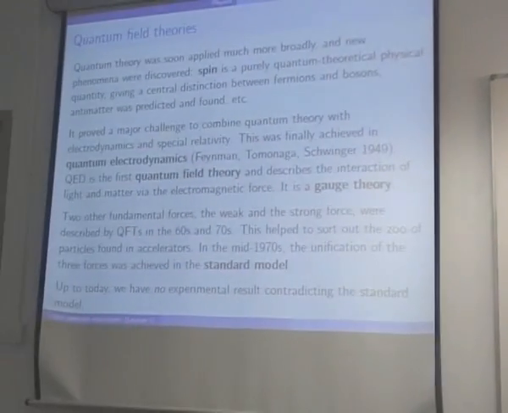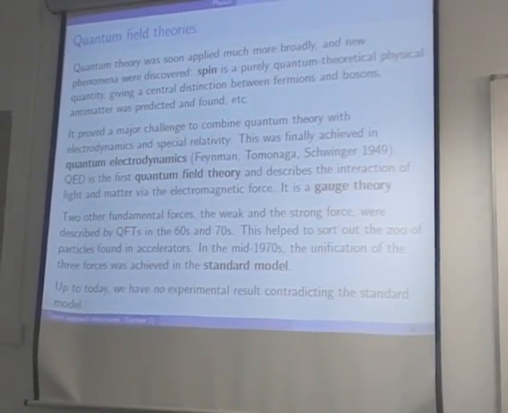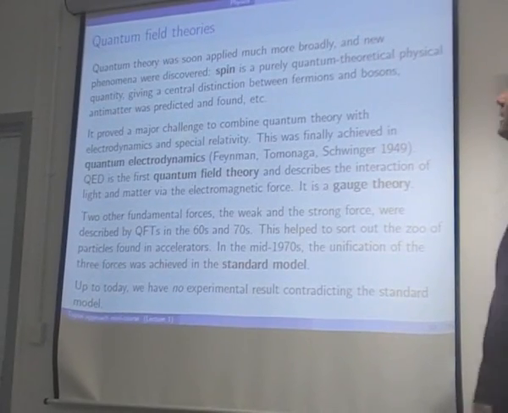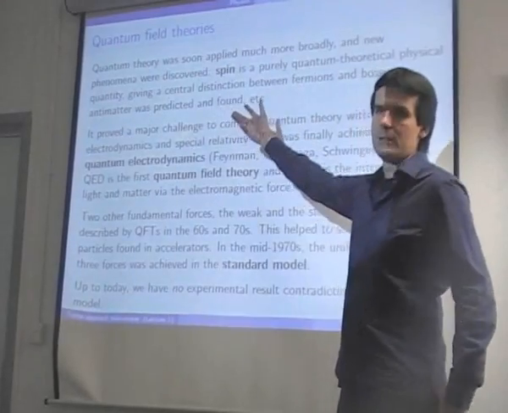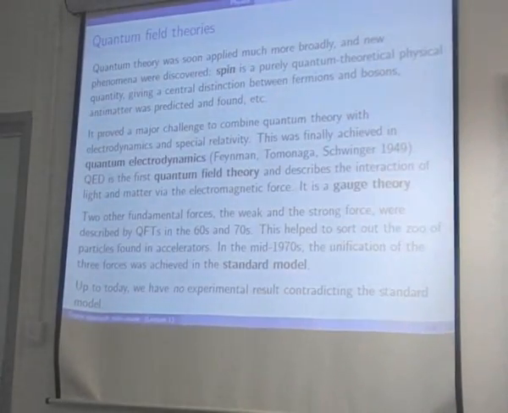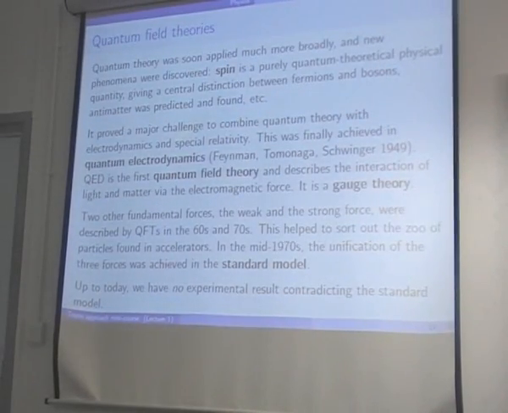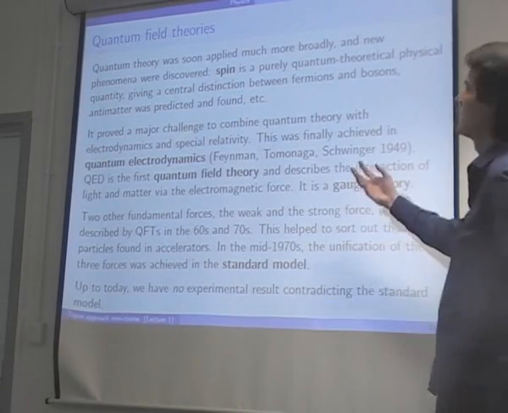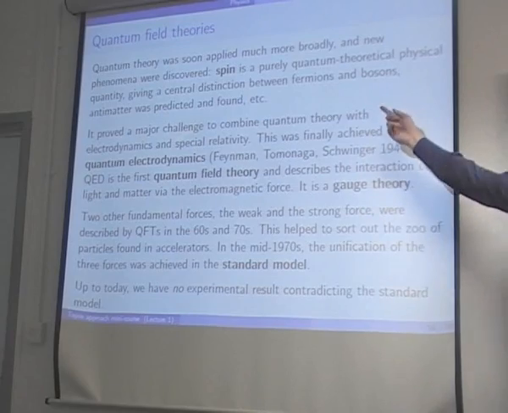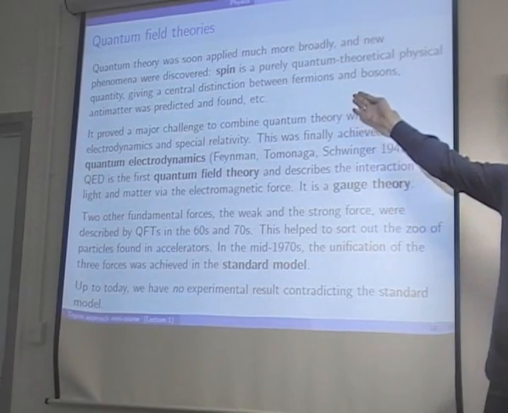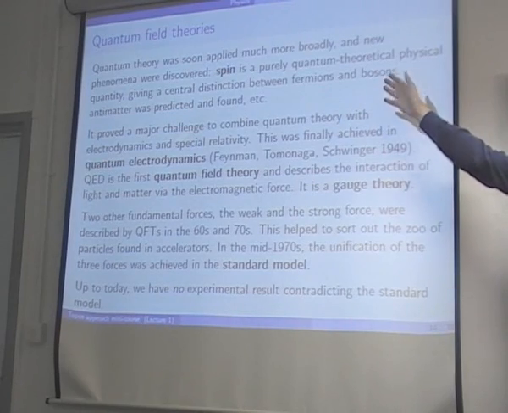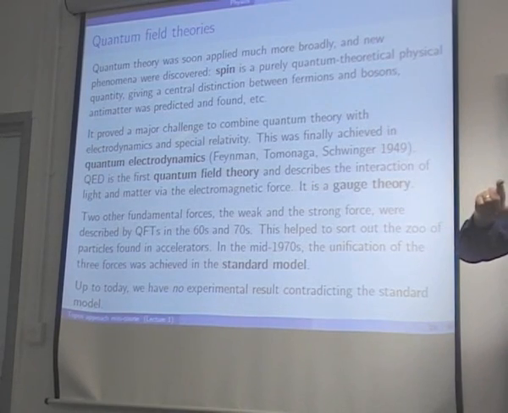So, of course, it didn't stop in 1928. Quantum theory was still applied much more broadly, and new phenomena were discovered. There are things like spin, which is a purely quantum theoretical physical quantity. You didn't see this classically. It's very, very important. For example, it leads to a distinction between fermions, which have half-integer spin, and bosons, which have integer spin. They play very different roles in our physical theories.